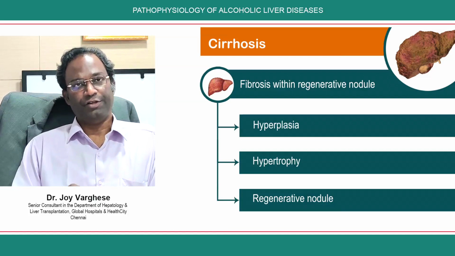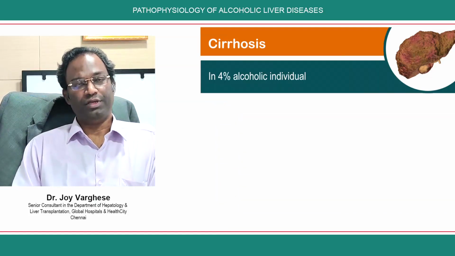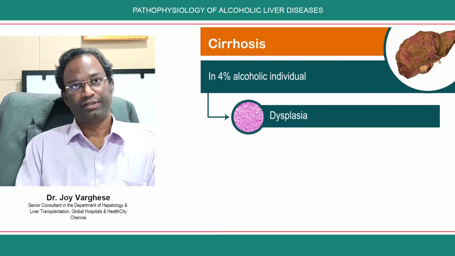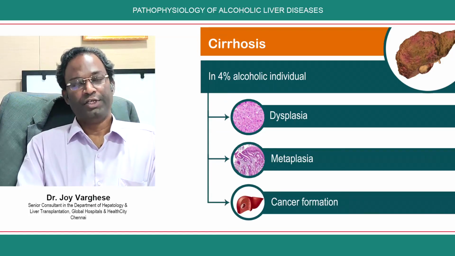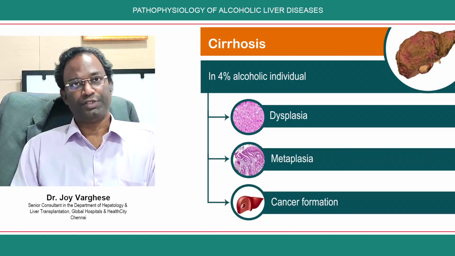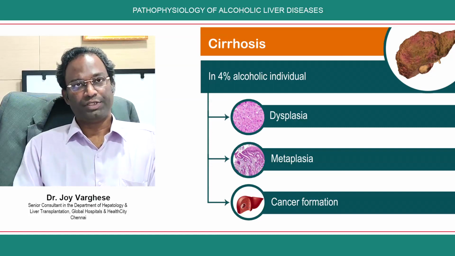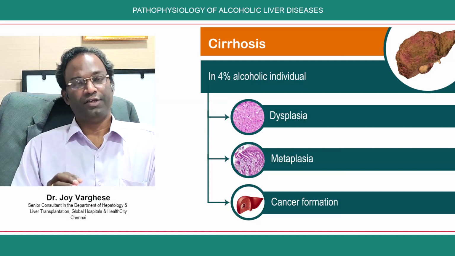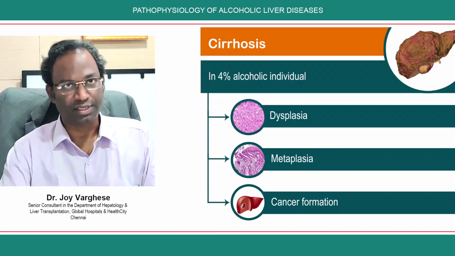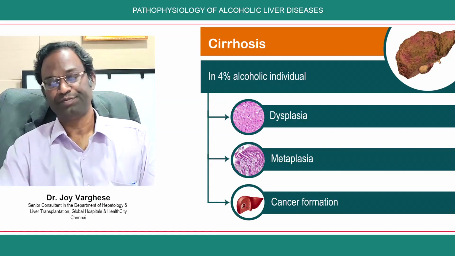In some individuals, in alcoholics almost 4%, this regenerative nodule goes to dysplasia, metaplasia and cancer formation. So this is the sequence of the pathophysiology: alcohol consumption, first fatty liver, then steatohepatitis, fibrosis, cirrhosis, and hepatocellular carcinoma.